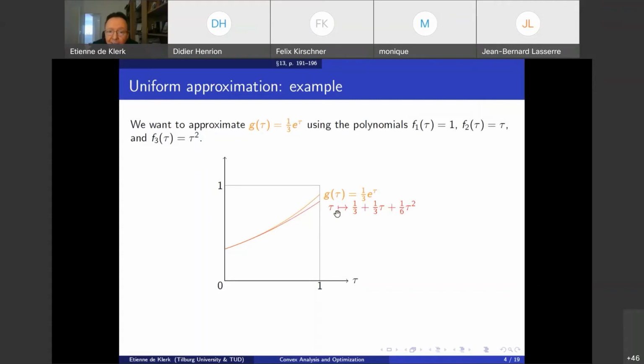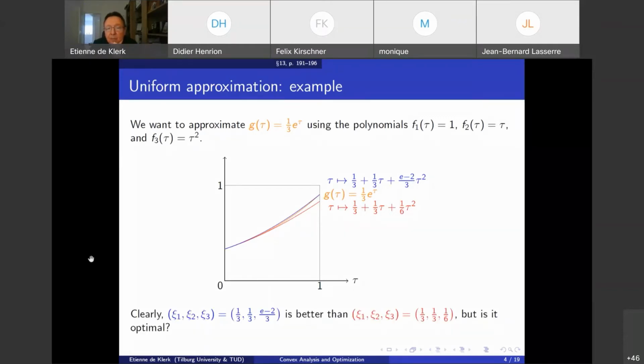It doesn't look too bad. It's 1/3 plus 1/3 tau plus 1/6 tau squared. Then we have another one, the blue one, where the coefficient of the quadratic term is in fact e minus 2/3. So it's a bit different from 1/6, and you can see visually it's a much better uniform approximation than the red line. But the question is then, is it optimal? It seems to be quite a difficult problem to decide whether a given approximation is an optimal uniform approximation.